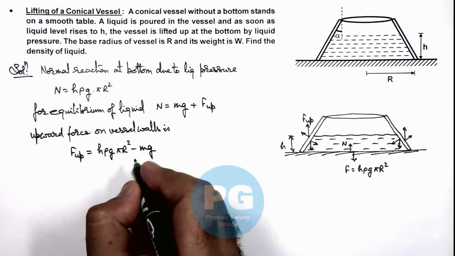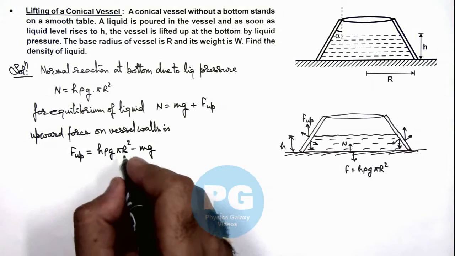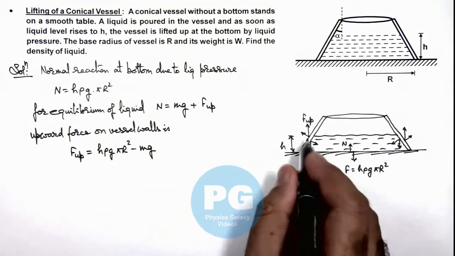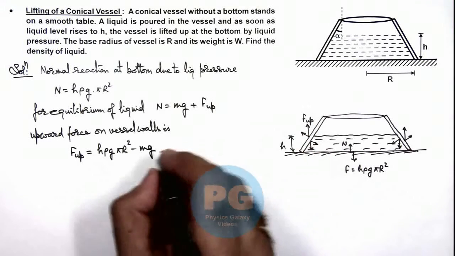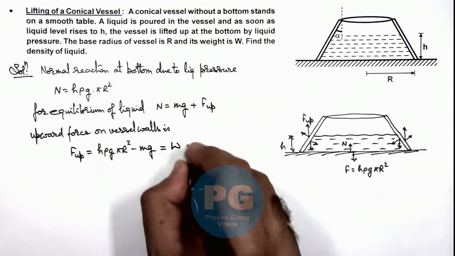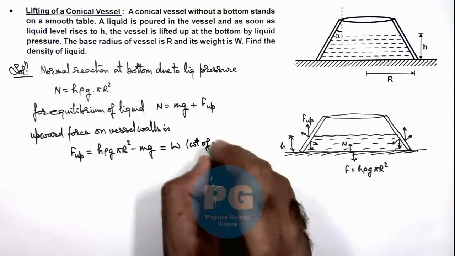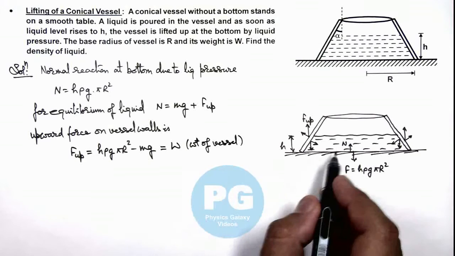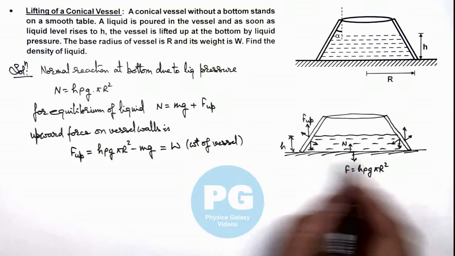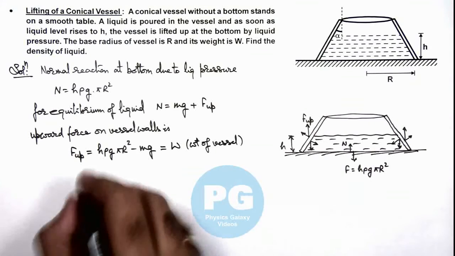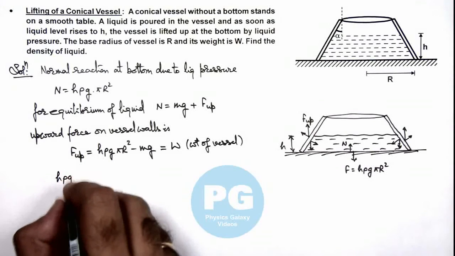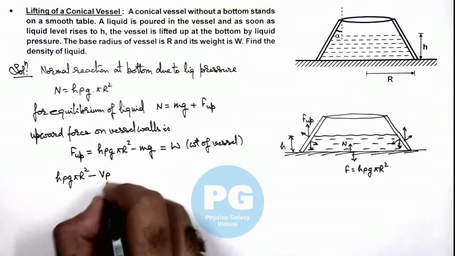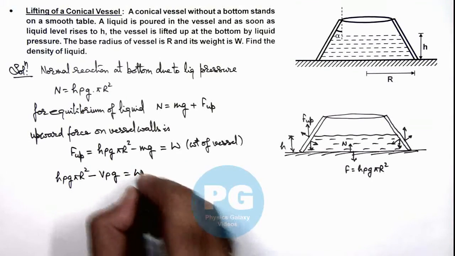So in the situation if it is H rho G pi r square minus mg, then we can say the vessel will be lifted up when this is equal to the weight of vessel. Then the mass of liquid can be given as the volume of liquid multiplied by density. So here we can write H rho G pi r square minus V rho G is equal to W.